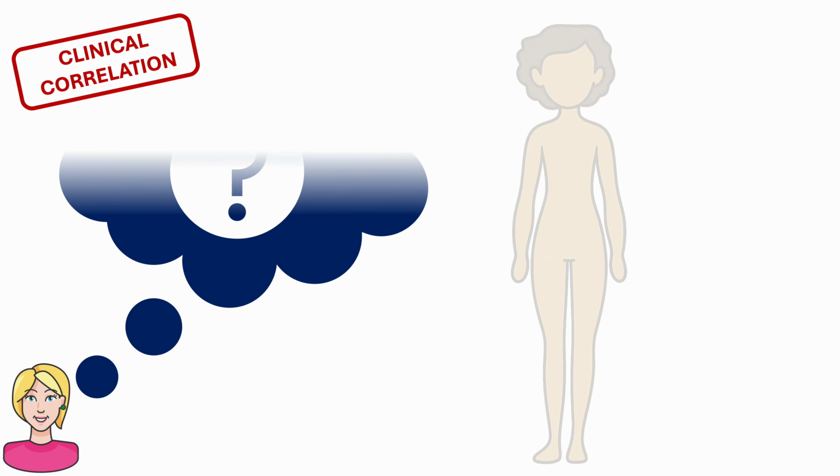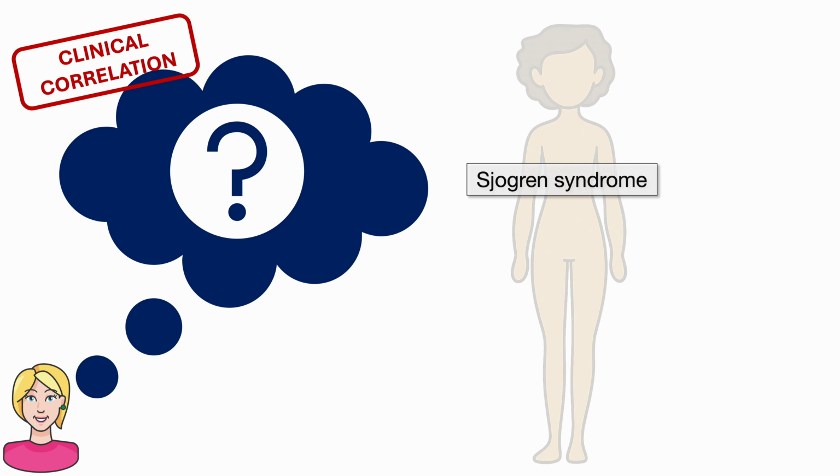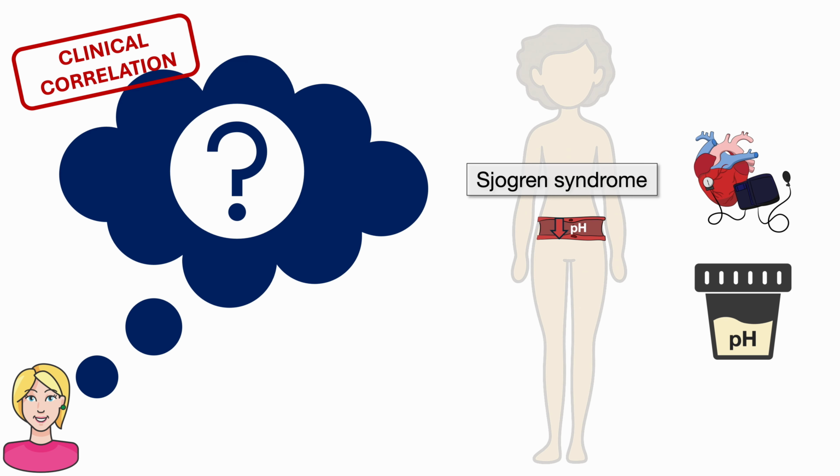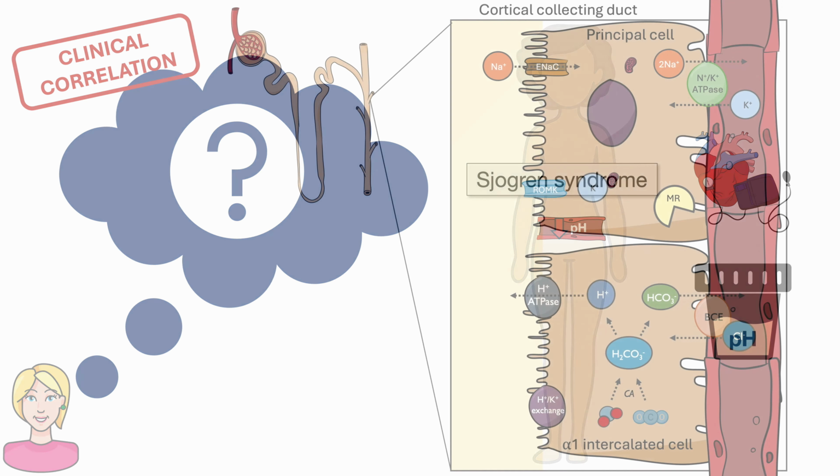We have a patient that presents with a diagnosis of Sjogren's syndrome, an autoimmune process that primarily affects the glands that produce tears and saliva, leading to dryness in the eyes and mouth. They have a low serum bicarbonate consistent with non-anion gap metabolic acidosis. What would you expect their blood pressure, serum potassium, and urinary pH to be? Bonus question: what defect is driving this process?